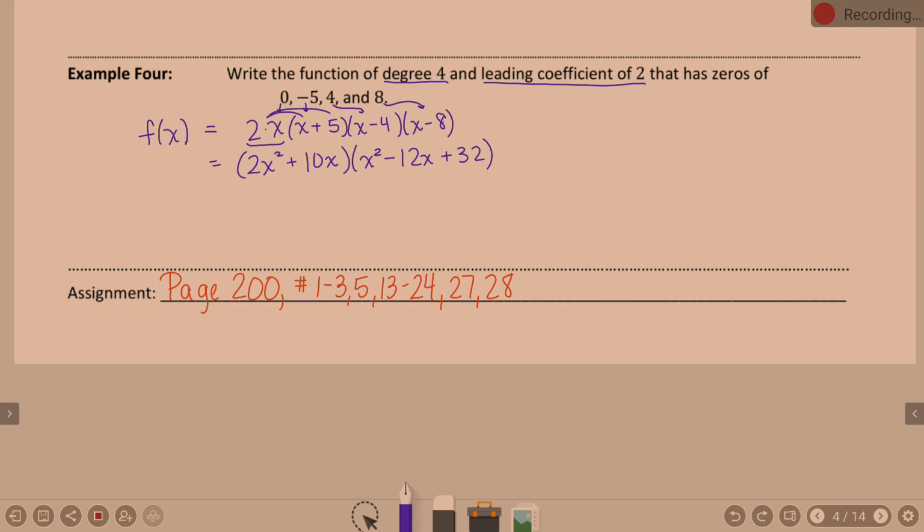Oh, I didn't even do it that way. Well, meet me in the end then. Okay, so I'm going to distribute my 2x squared. I just did it one by one. I might have messed up on that. 2x squared times x squared is 2x to the fourth. 2x squared times minus 12x is minus 24x to the third. 2x squared times 32 is 64x squared.